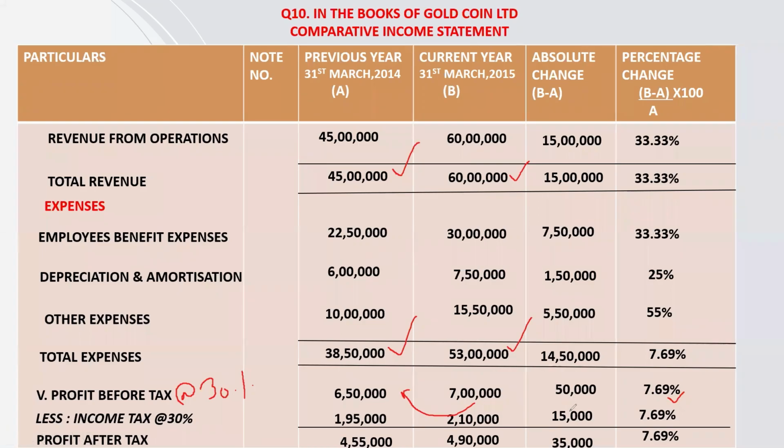There is no need to again divide 15 with 1,95,000 to calculate this percentage. अगर आपका rate same है tax का, so all these three percentages will be same. So you can minimize calculation. आप steps को reduce कर सकते हो if rate for both previous year and current year is same.